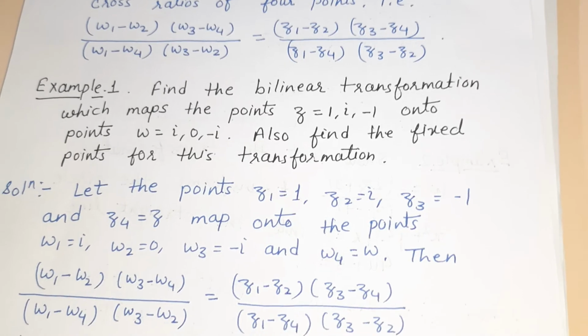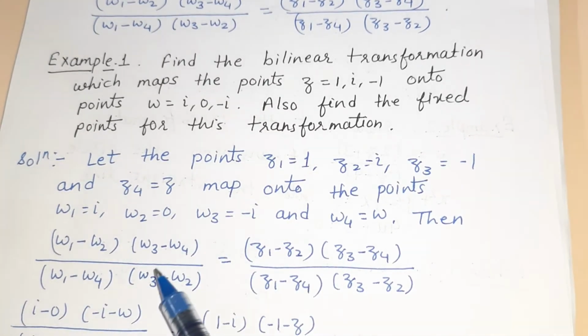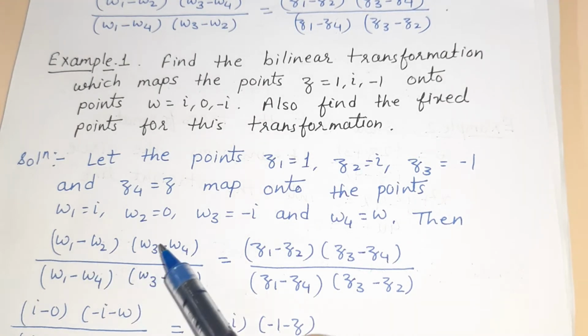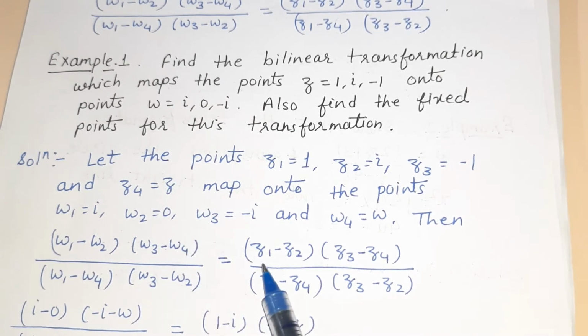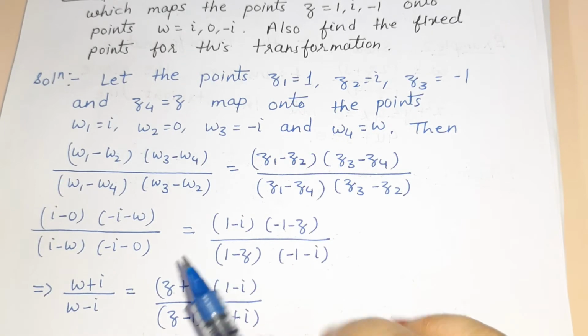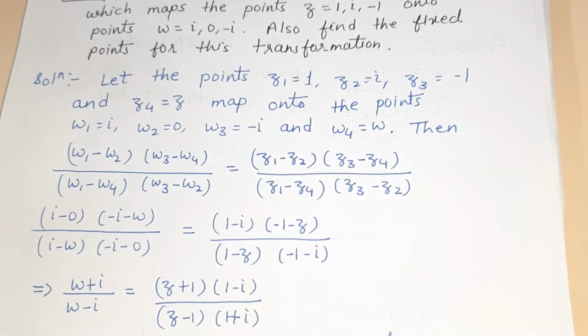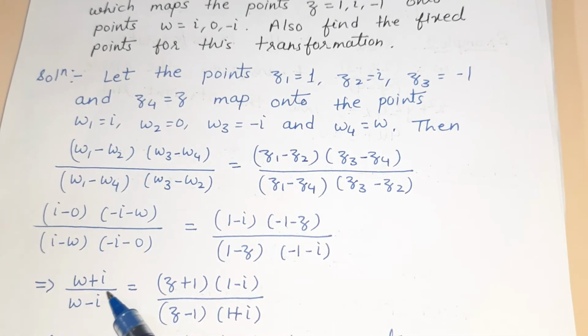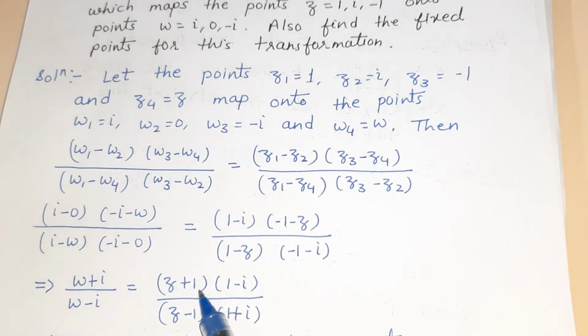Okay. Now we use this relation and put the values of all these points w1, w2, w3, w4 and z1, z2, z3, z4 in this relation. We get this expression, and when we solve this equation, we get (w + i)/(w - i) on the left, and on the right (z + 1)(1 - i) / ((z - 1)(1 + i)).